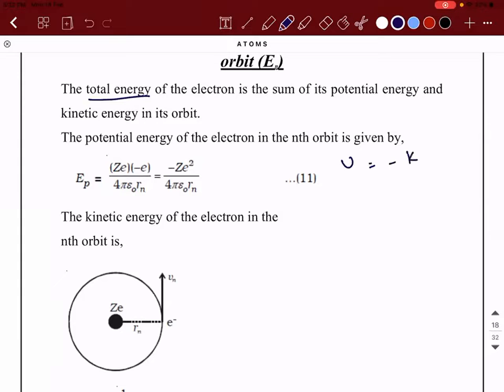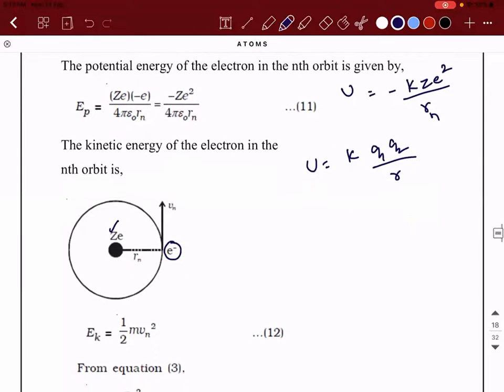So potential energy is going to be minus kZe square divided by Rn. Correct? How did I write kZe square divided by Rn with a minus sign? Because we know that potential energy is equal to k into q1 into q2 divided by the distance between them. The nucleus has a charge of Z into e, and the electron has a charge of e. When you multiply these two, you will get the potential energy as minus kZe square divided by Rn. So let this be equation number 1.